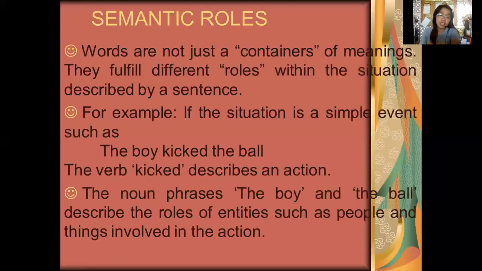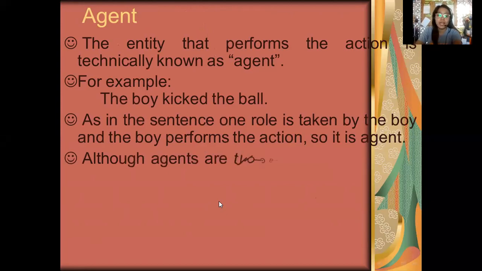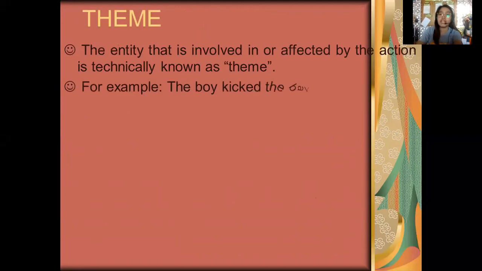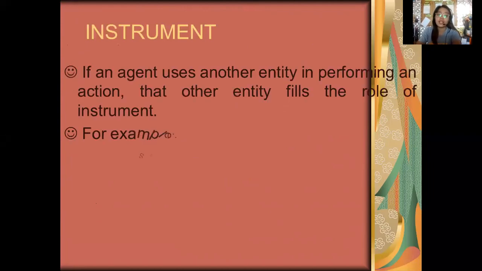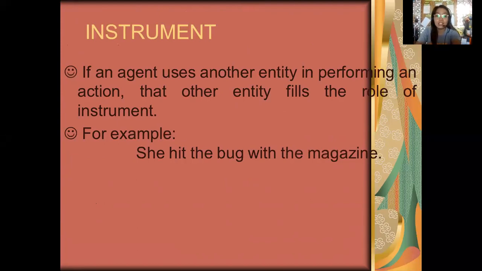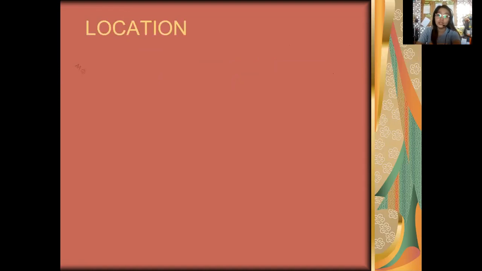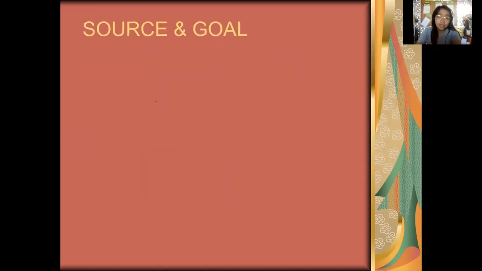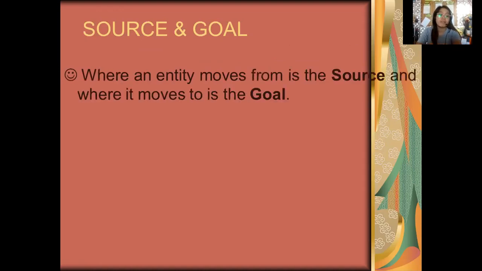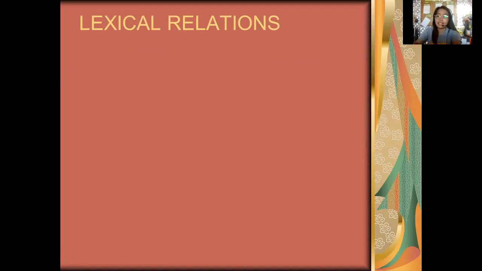So we are done with defining what is semantics. Again, this is the agent, the doer, and the direct object will be the theme, the receiver of the action. These are the roles. Another role of semantics is the instrument. It might be the thing that is used by the action or by the person. Next is experiencer. And the location, if there is any location in your sentence. The source and goal. So these are the semantic roles. So what is lexical relations naman?